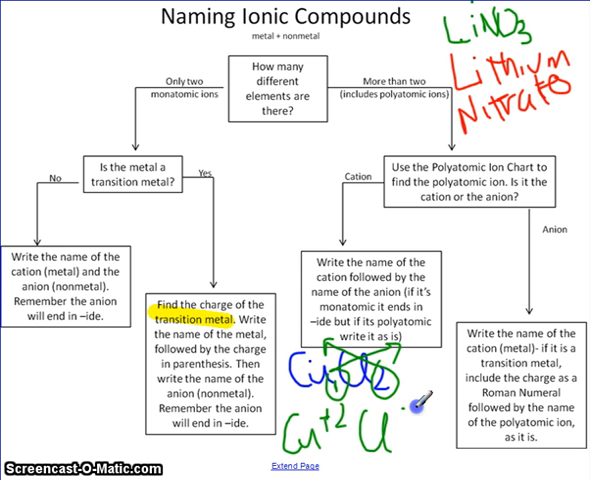Cl is minus 1. The first element is always going to be positive. The second one's always going to be negative. Okay, and then I have to check. Cl, is it actually negative 1? And it is in group 7, so yes, it will be negative 1. Since this one is correct, this one will be correct too. So the charge of copper here is plus 2. So that's naming ionic compounds.